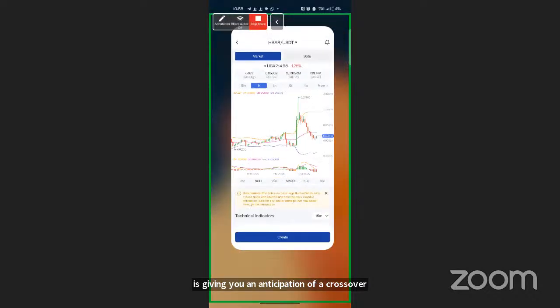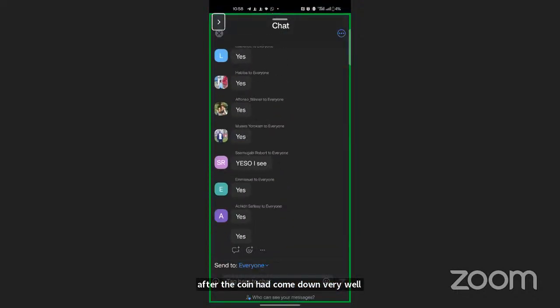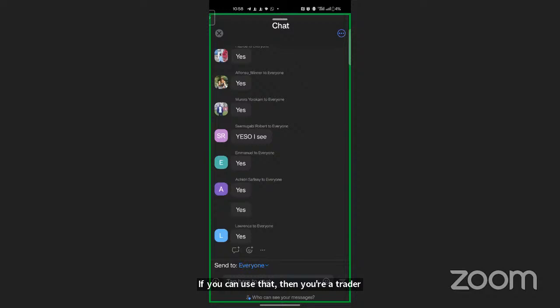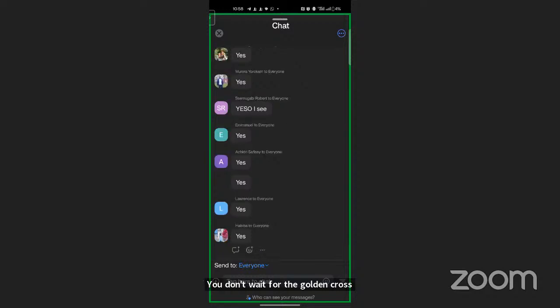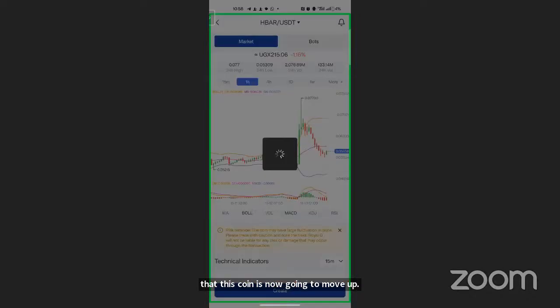If you can understand that, then you're a trader. If you can use that, then you're a trader. You don't wait for the golden cross. No, because when it happens, the coin has already moved up. The best strategy of using the MACD is to use it in anticipation. I anticipate that this coin is now going to move up. I anticipate that this coin is now going to move down. That is the best strategy.